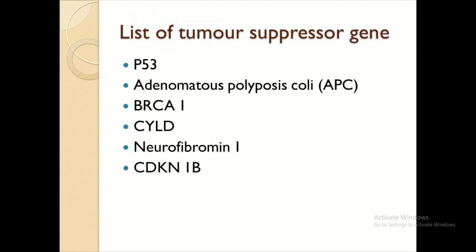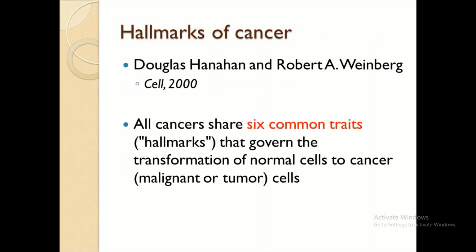Here I gave a list of tumour suppressor genes which are already identified. P53 is one of the very important tumour suppressor genes identified. Adenomatous polyposis coli, APC. Around 80% of APC mutations were the reason for the development of colorectal cancer. BRCA1 is also a very important tumour suppressor gene. CYLD, neurofibromin1, CDKN1B. All these are important tumour suppressor genes.